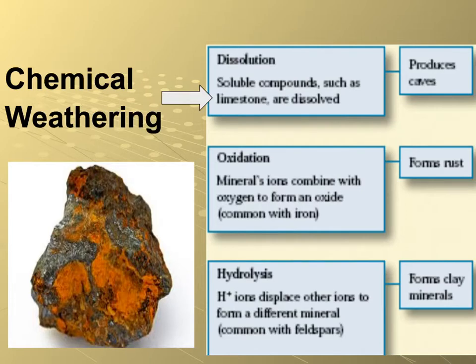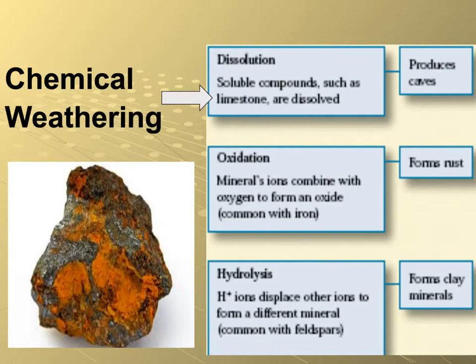Okay. Oxidation. Some minerals, like this piece of magnetite here, have so much iron in them that all they've got to do is get wet and exposed to the air and they'll start to rust. So oxidation, minerals combine with oxygen and they form a common form of rust.